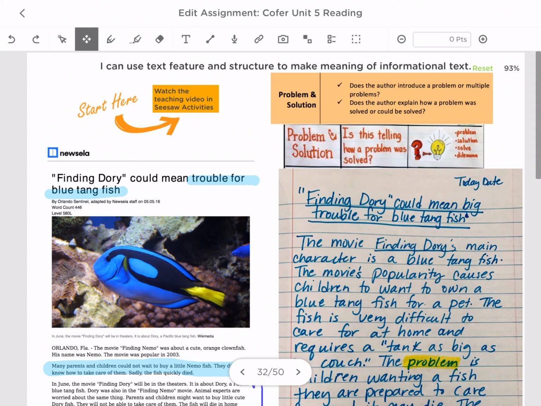If you are reading a nonfiction work, you want to ask yourself this question. Is this telling how a problem is solved? If it's telling us how a problem is solved, then that is going to be a problem and solution text structure. So the story today we're going to read is Finding Dory could mean big trouble for the Tang fish.